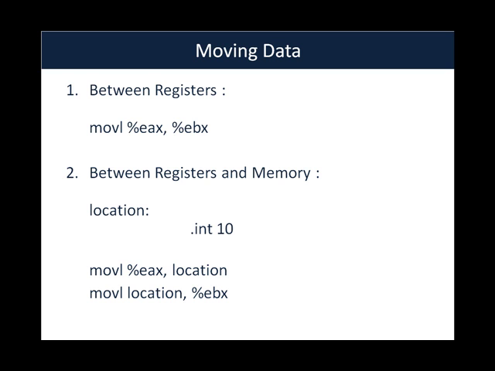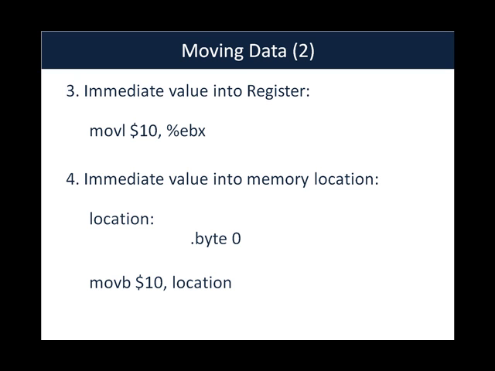Now the point to note is that depending on the size of the location, the appropriate register needs to be chosen. So let's say if this was a short int, then in this case we would probably have used the AX register. Similarly, to move data from a location into a register, we use movl location, register. Now do not worry if many of these things aren't very clear at the moment. We will look at a demo once we go through the slides.